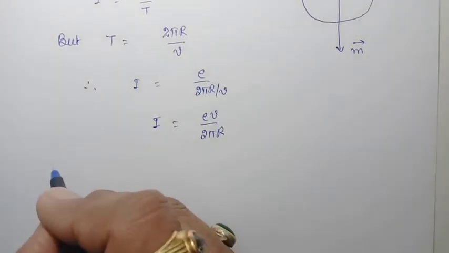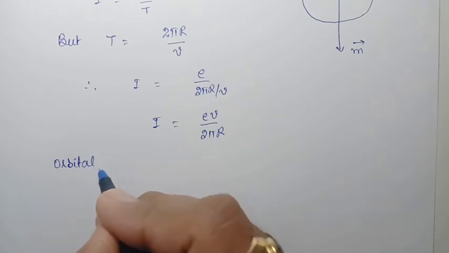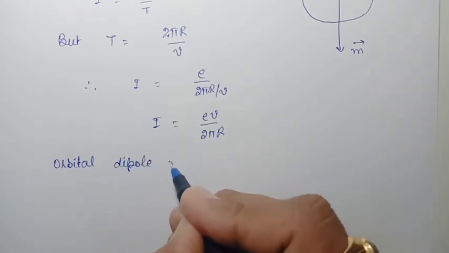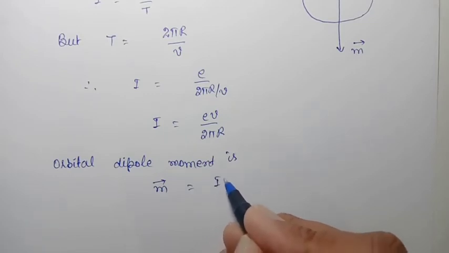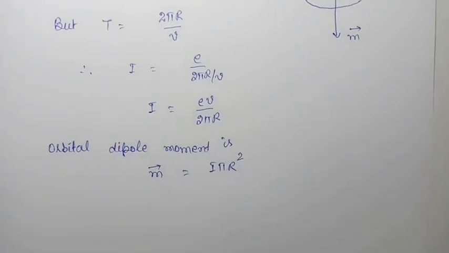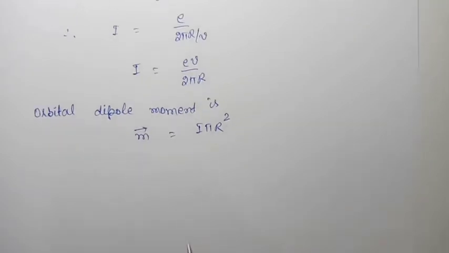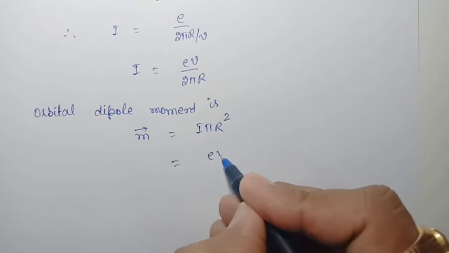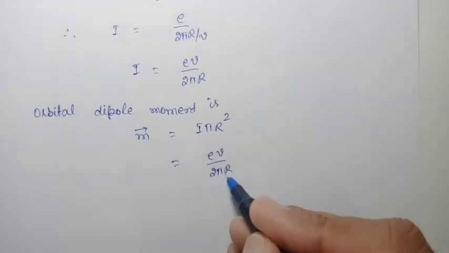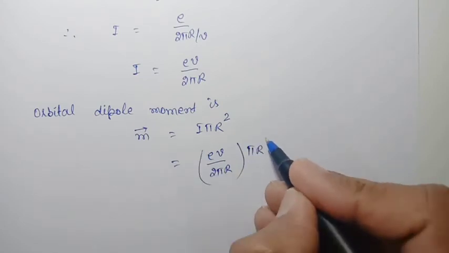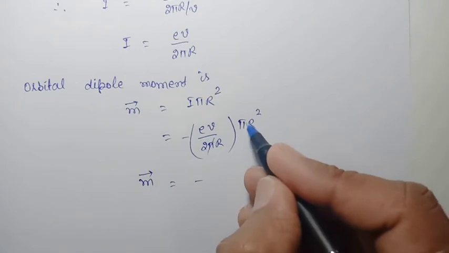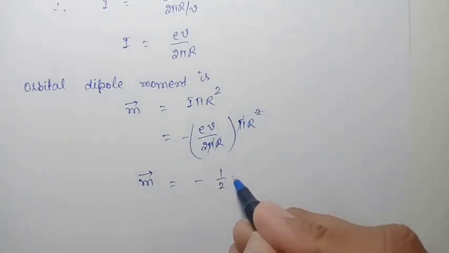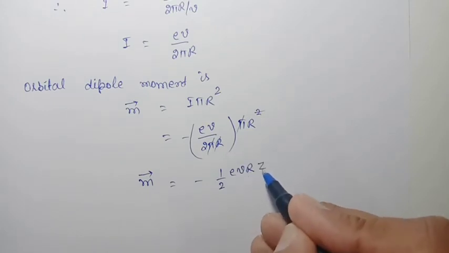Now here the orbital dipole moment is M equals I pi R square. So this is the case for orbital dipole moment. So now substitute the value of I in this equation, so we get I here is equal to E V over 2 pi R, and this is pi R square with the negative sign. So magnetic dipole moment is equal to minus, this pi is cancelled with this, R is cancelled with this, so we get 1 over 2 E V R. Because it's a vector quantity, so we can write z cap here.